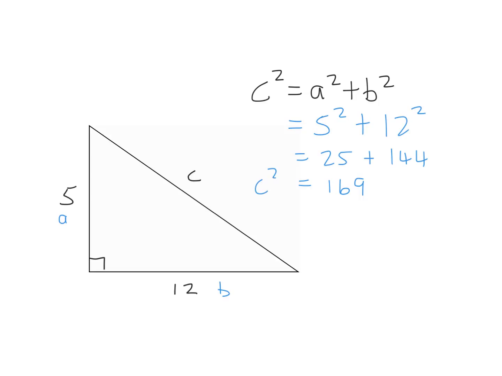Now to get rid of the c squared, and we've been doing this in linear equations, we actually need to find the square root. So we go c equals the square root of 169, and the square root of 169 happens to be 13. Alrighty, therefore side C equals 13 units. Hope you got that one right.